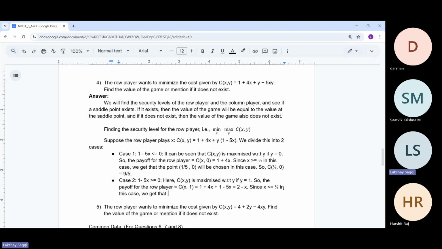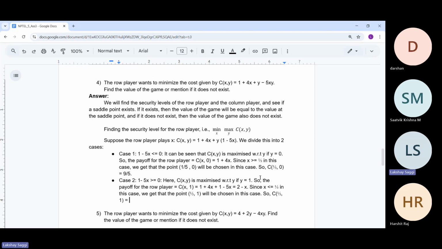Since x is less than or equal to 1 by 5 in this case, we get that the point 1 by 5 comma 1 will be chosen in this case, right? And what will we get here then? So we get c of 1 by 5 comma 1.